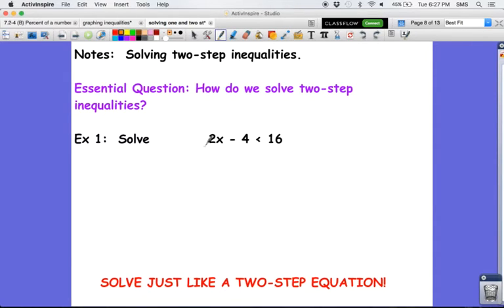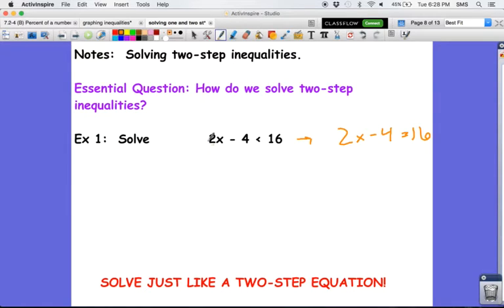Now, with solving two-step inequalities, you need to solve it exactly the same way as you would solve an equation. So really, we treat this the exact same way as 2x minus 4 equals 16. This inequality symbol, we're using it the exact same way as an equal sign. Okay, so we do the exact same steps as we want to get our variable by itself. We want to isolate x.